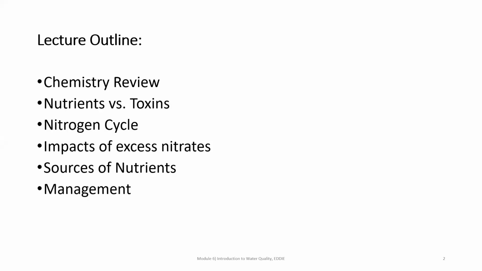So our basic lecture outline for today will be, first we'll review some chemistry. We're going to talk about what nutrients are and how that compares to toxins. We'll talk briefly about the nitrogen cycle. So the first part of this course, ACISC101, you might have talked about the different spheres, and within that, the different cycles, right? Perhaps you learned about the carbon cycle, the water cycle. Well, we're going to be reviewing some of the nitrogen cycle. We're going to talk about the impacts of excess nitrates and the sources of nutrients, as well as how you deal with them. So some management.